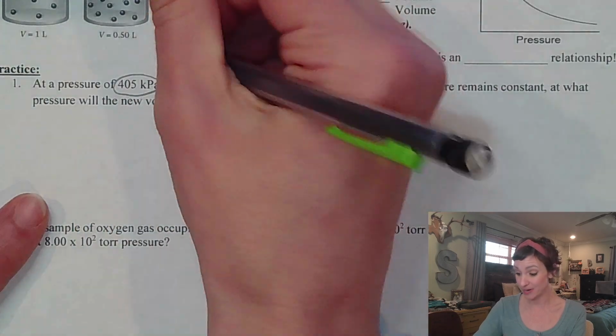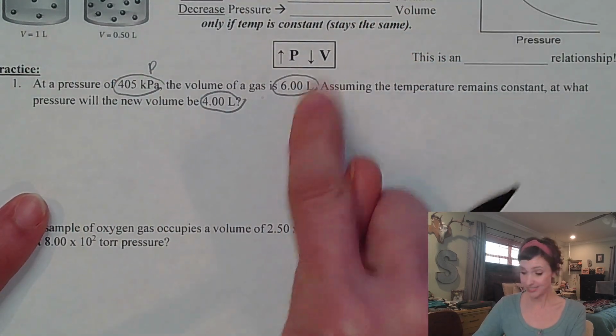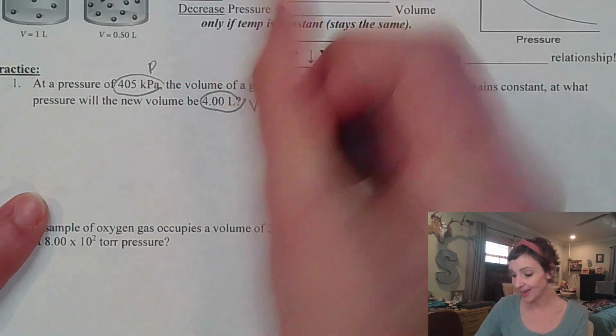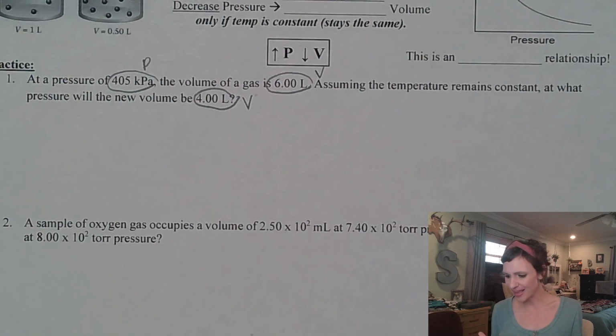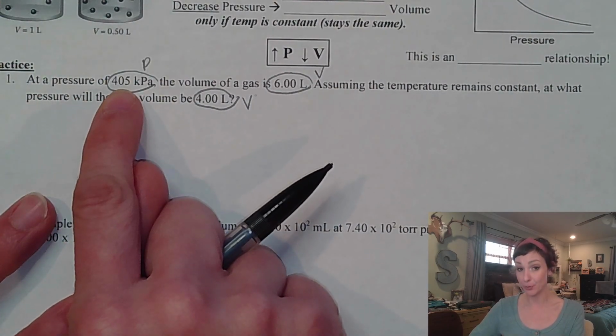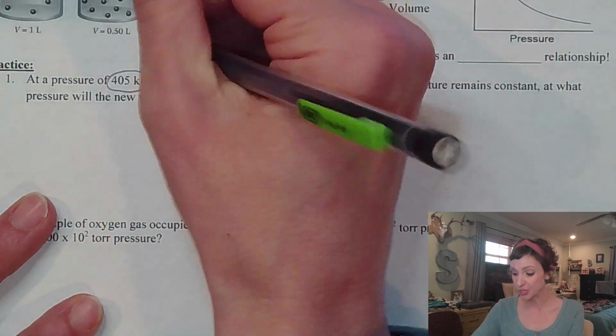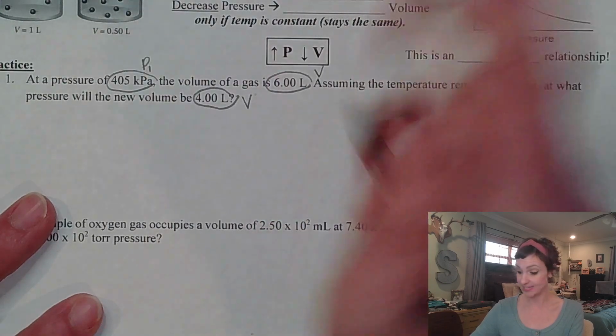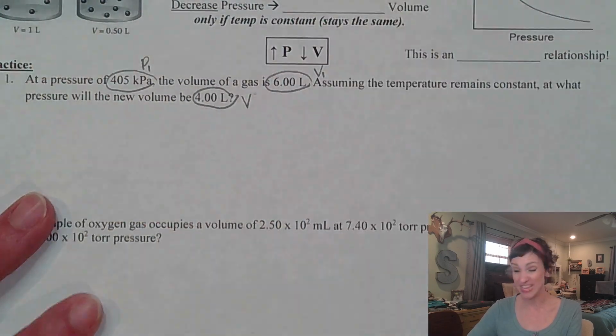kPa is a unit for a pressure. Liters is a unit for a volume. Okay, so now when I read the problem, it looks like I'm starting at a pressure of this. So this is my initial pressure or my first pressure, P1, and a volume of this. So that's my initial volume or V1.